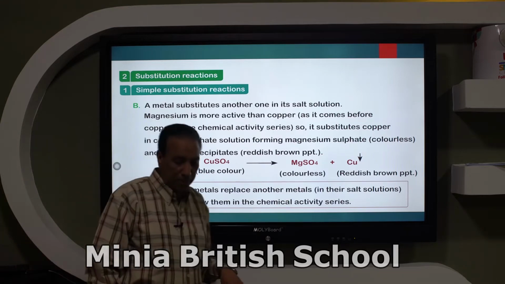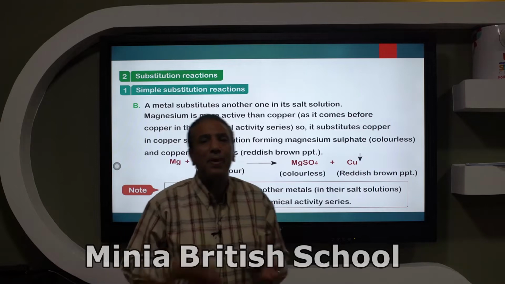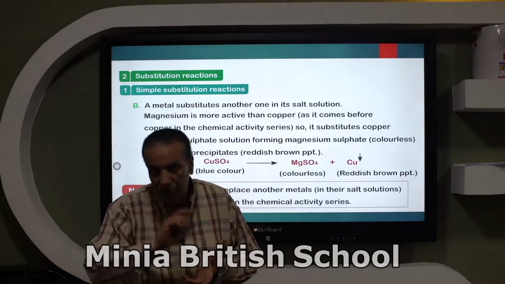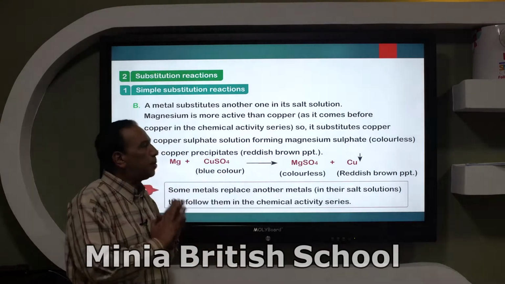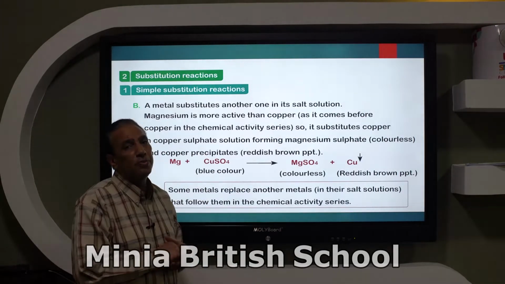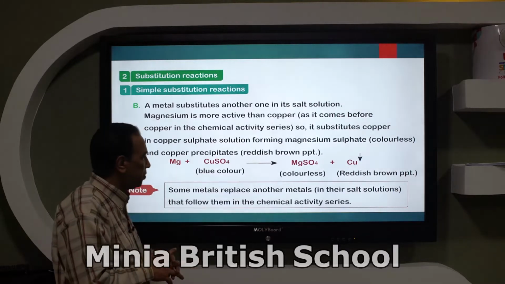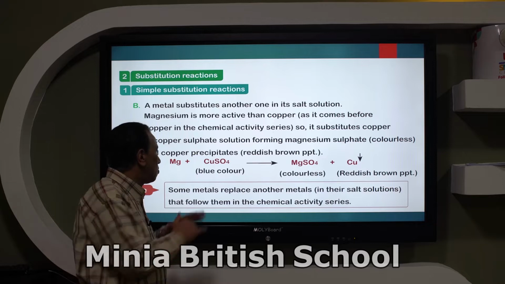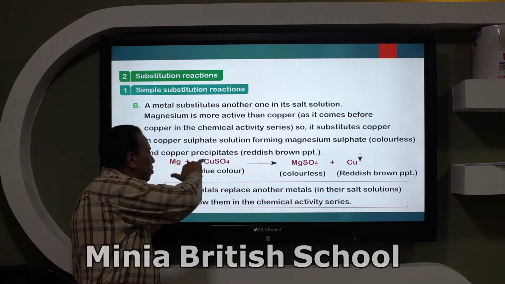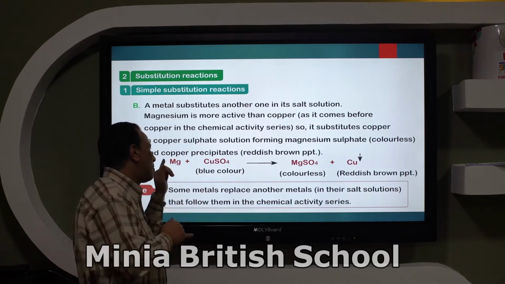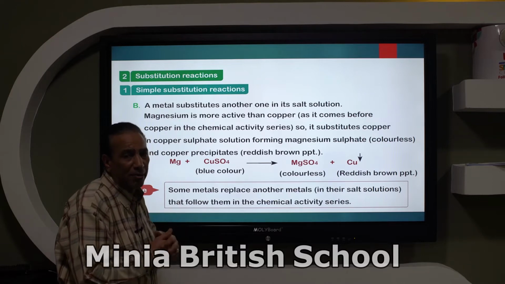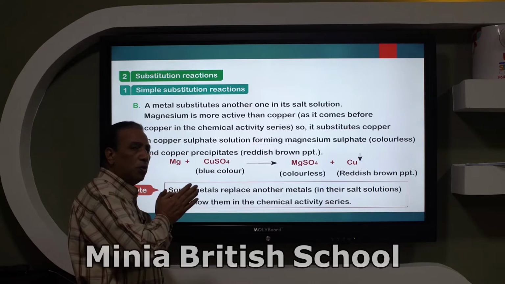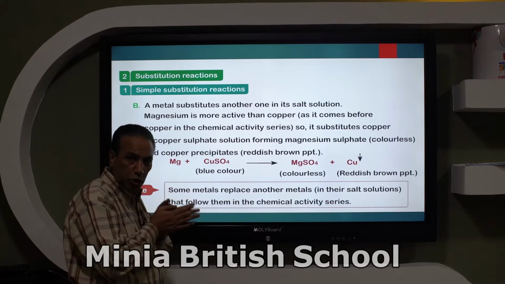Another kind of the simple substitution reaction is the replacement of an element instead of another element, not the hydrogen. This also depends mainly on the arrangement of the elements in the chemical activity series. We have here magnesium reacting with copper sulfate. We will see if the magnesium is more active than the copper or not, if the magnesium is before the copper or not in the chemical activity series. If it is before it, so it can replace it.